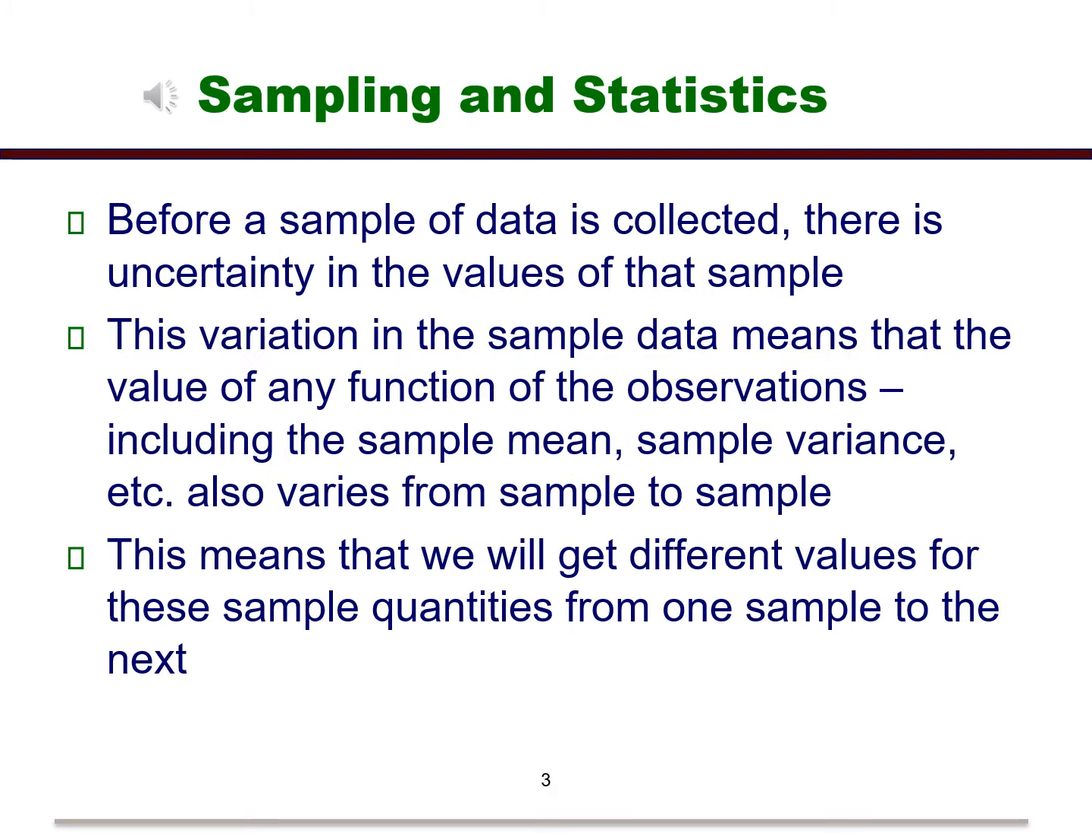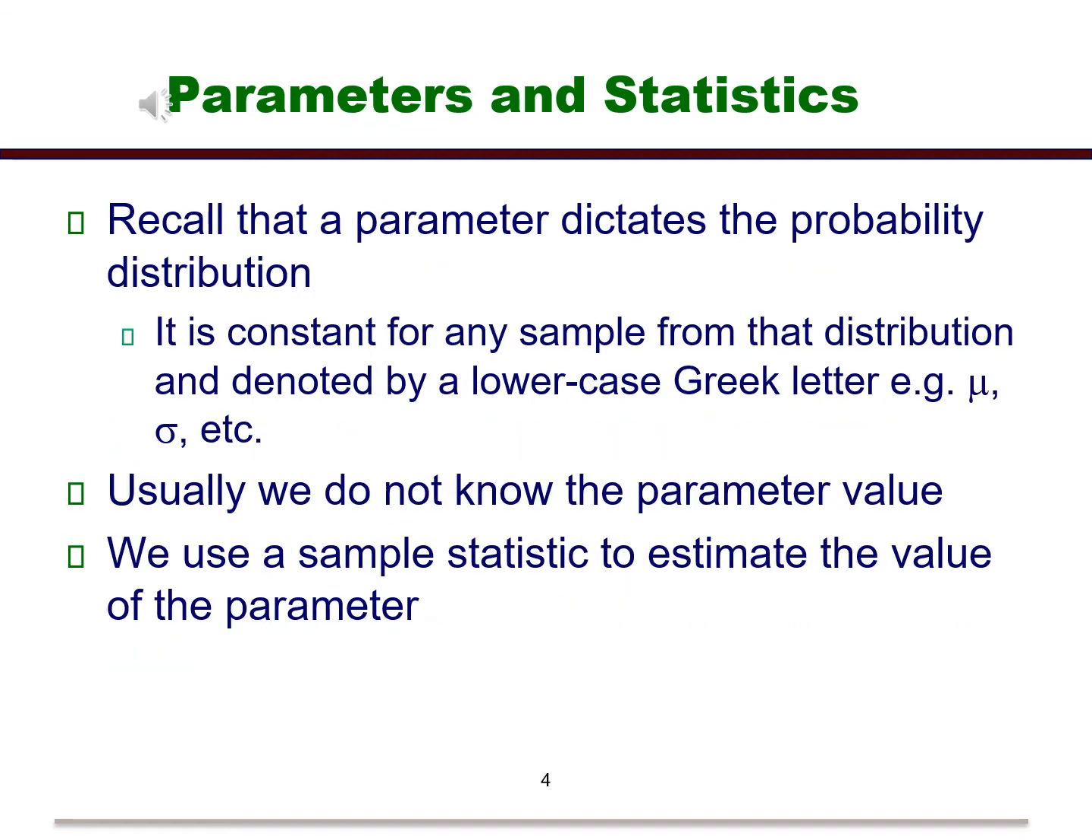There is always uncertainty in any sample collected. This means that any summary measure created based on the sample will vary from sample to sample. Let's talk about parameters in statistics. For the frequentist approach, a parameter is a constant. It is almost always denoted by a lowercase Greek letter. Normally, we don't know the parameter values, so we need to estimate them. We usually do this by collecting data and calculating statistics.